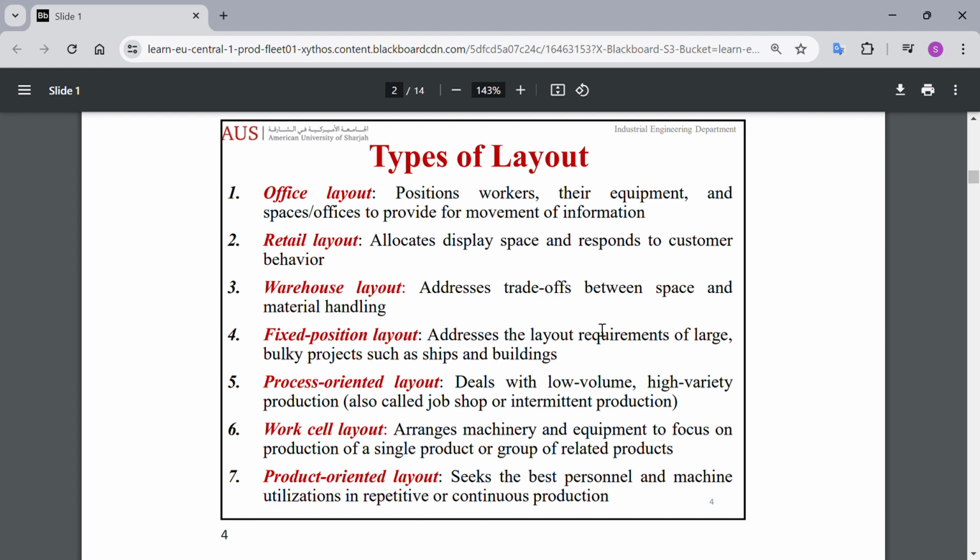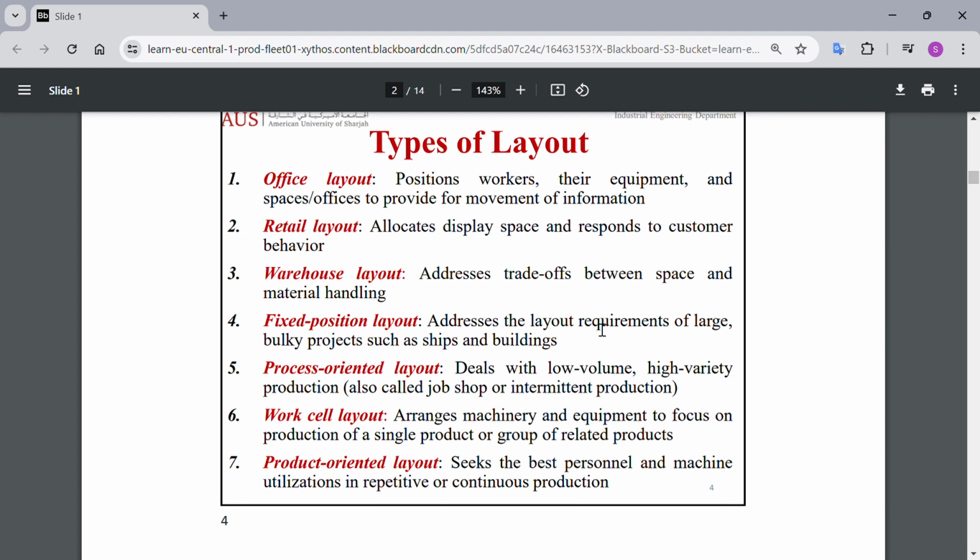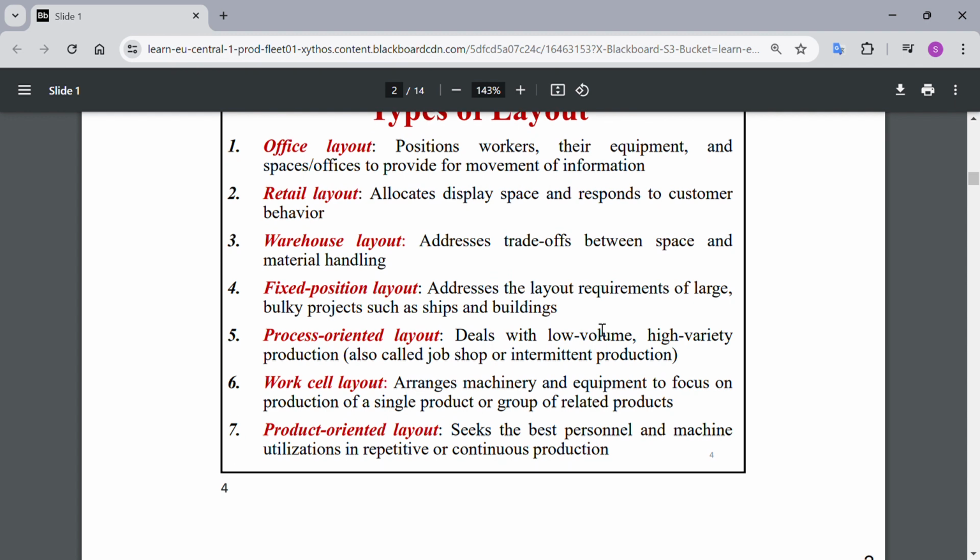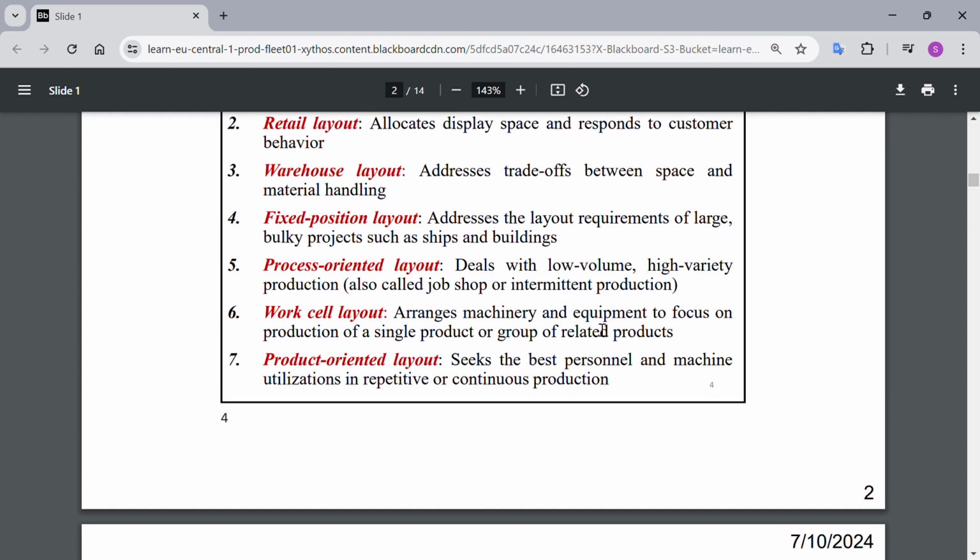And so there's also the work cell layout, which arranges machinery and equipment to focus on production of a single product or a group of related products. So this could be more of the product focus, so work cell layout. And then there is the product oriented layout, which seeks the best personnel and machine utilization in repetitive or continuous production, so better for repetitive production.